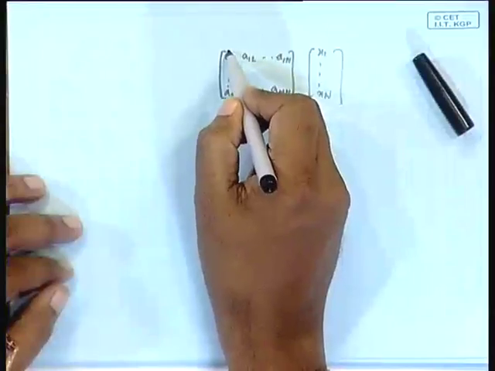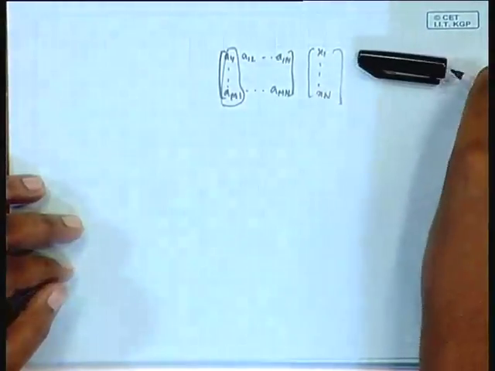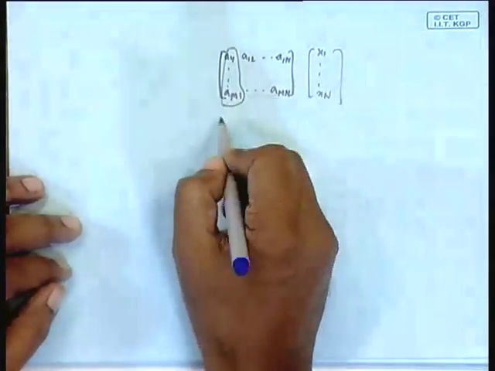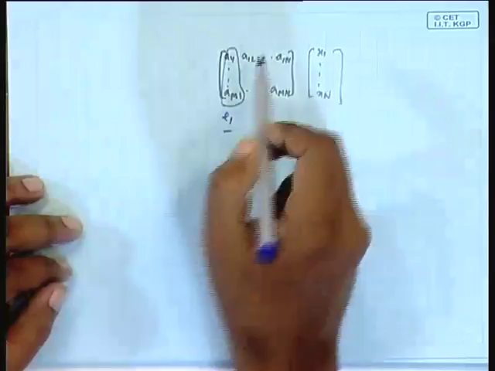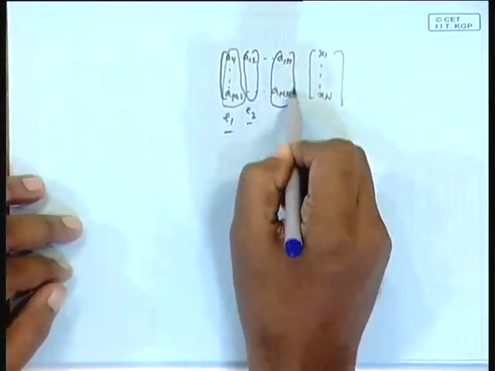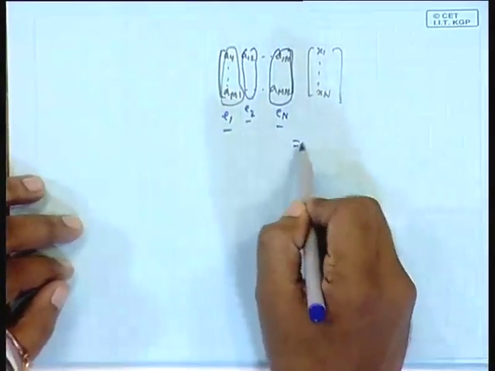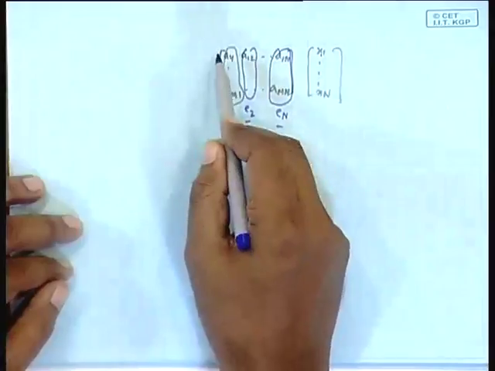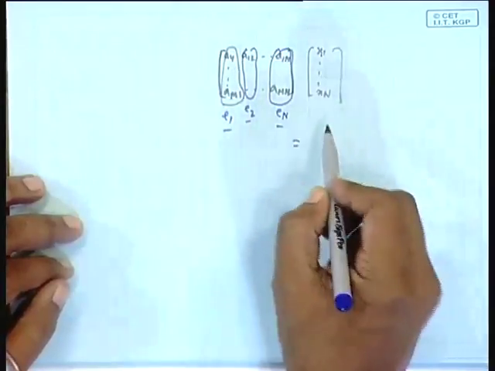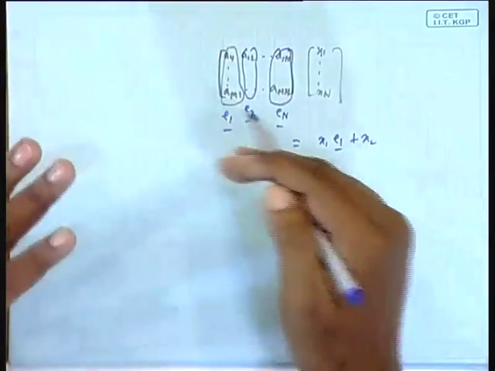You should view this as column 1 vector, this is column 2 vector, this is column n vector. Then my claim is this is the same as x1 times this column, plus x2 times the second column, and so on. Please verify. Please check that both ways you get the same result.